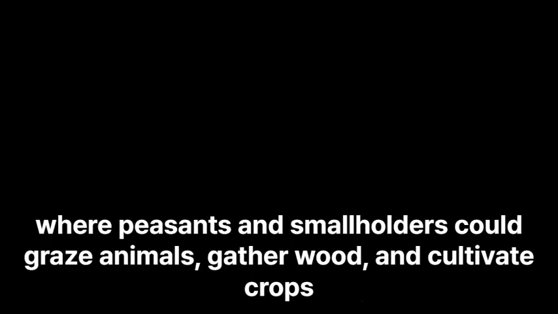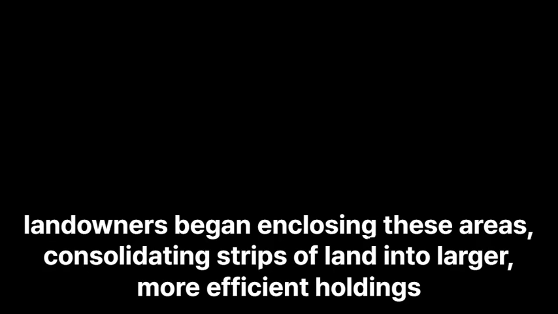In medieval England, agricultural land was largely held in the form of open fields and commons, where peasants and smallholders could graze animals, gather wood, and cultivate crops. However, from the 16th century onward, landowners began enclosing these areas, consolidating strips of land into larger, more efficient holdings. The process accelerated in the 18th and 19th centuries, particularly after the passage of numerous enclosure acts by the British Parliament. These acts legalized the privatization of common lands and were often facilitated through local agreements or enforced by law.